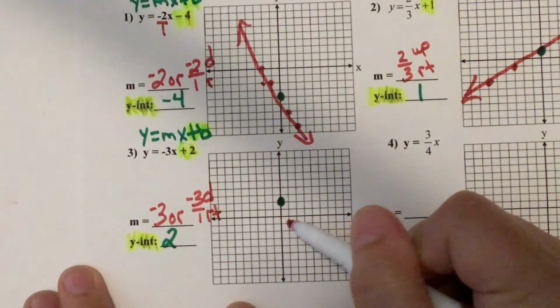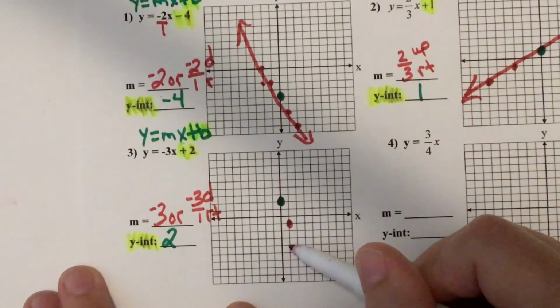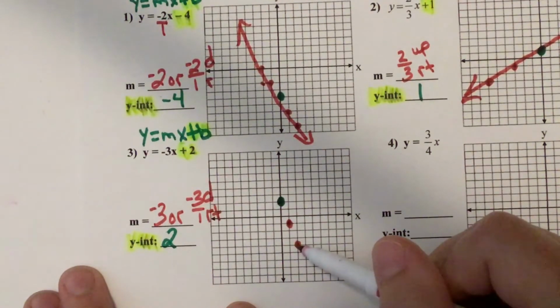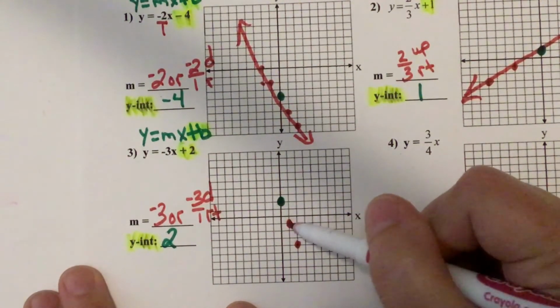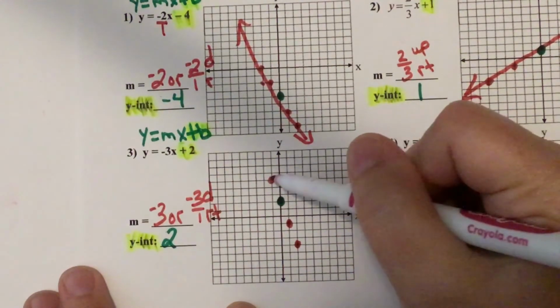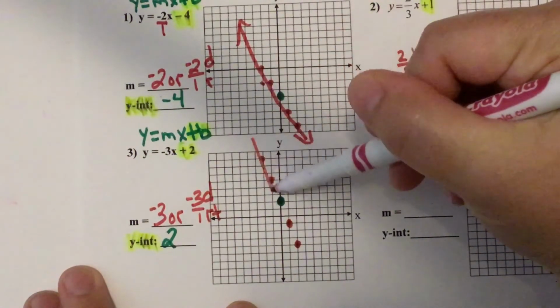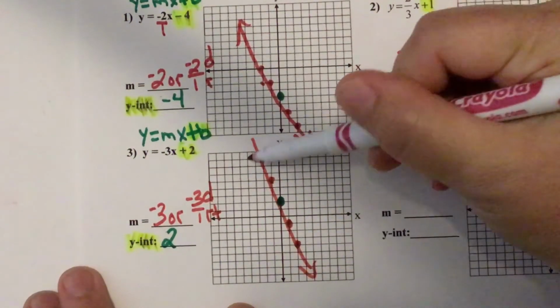Boop. Let's do it again. Down 3, 1, 2, 3, and right 1. Boop. And if I have to reverse, instead of down 3 and right 1, it'd be up 3 and left 1. Up 3 and left 1. And then I can make my line nice and long with arrows on both ends.